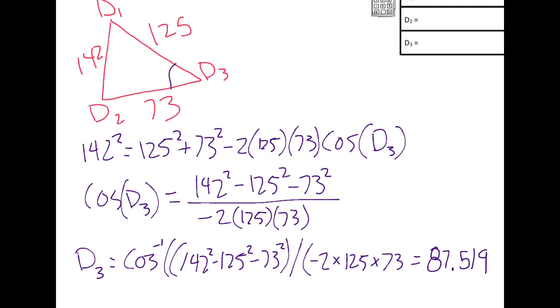So in this instance, we end up with an angle of 87.519, which is actually acute, which means we, in this case, would have been fine no matter which angle we try to find first. But you never know, so you always need to find the largest one first. But we found D3 is 87.519.